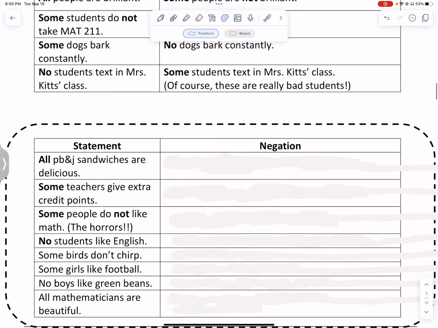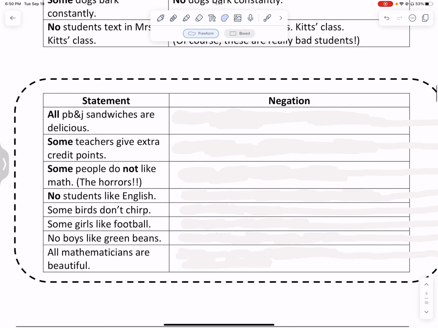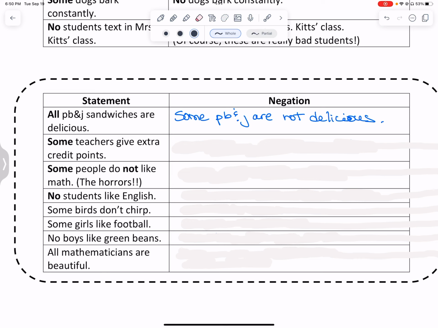All right, so let's practice negating this one. All PB&J sandwiches are delicious. So remember, the opposite of all is some are not, right? So we'll say some PB&J are not delicious. Some teachers give extra credit points. Now notice there's not a not in there. So when it's not a not, then you would say the negation would be no. So some teachers give extra credit points. No teachers give extra credit points.